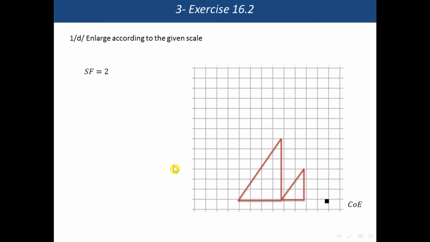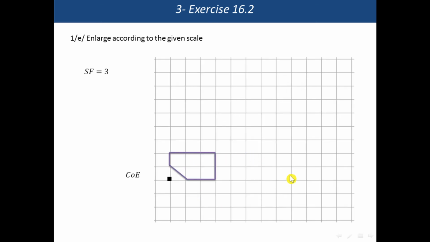And then you can check again with these two lines, or this is one line. This line is going through the center of enlargement, and as you see, it goes through the corners, the corresponding corners from object and image. This is the corner in the object and this is the corner in the image. They both have to be on this line which is passing through the center. That means your solution is correct. The two corresponding corners in the object and the image lie on the line which is passing through the center of enlargement.